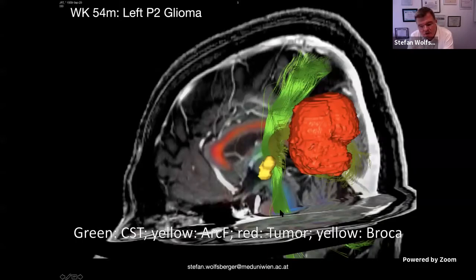So what I also can recommend is to always use the same coloration. So here you see the corticospinal tract, medial to it. Here you see the arcuate fascicle, and here you see the Broca voxel, the Broca voxel coming from fMRI. So all is very closely related to the medial aspect of the tumor.